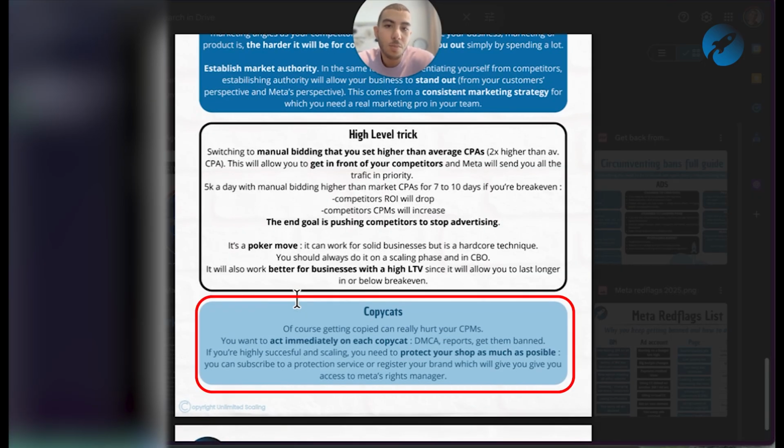And then we have copycats. Your CPMs and actually everything can get messed up. If someone is copying your ads, it is going to fire something internally on Meta, then basically the one that copies will get higher CPMs and flags on the account. And that's something that you want to avoid and protect yourself from by using your own content or AI content, and by reporting people that are trying to use your content.